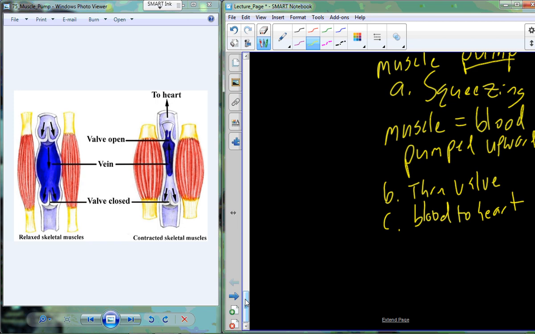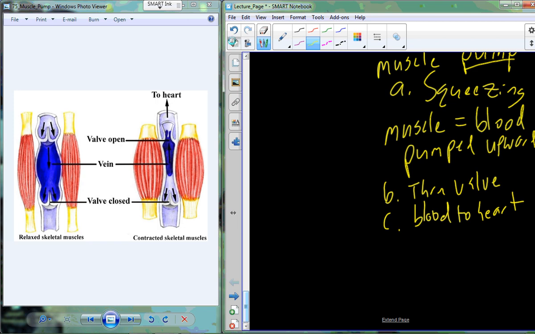So really we have three mechanisms working for us: the skeletal muscle pump, the respiratory pump, and also the venous valves, which help in maintaining venous return. Okay, so those are our medium veins.